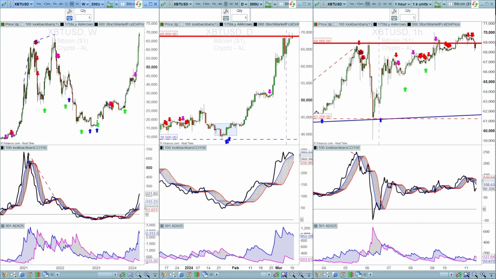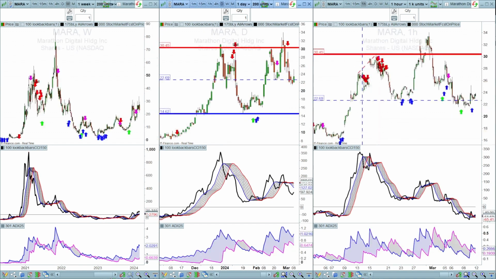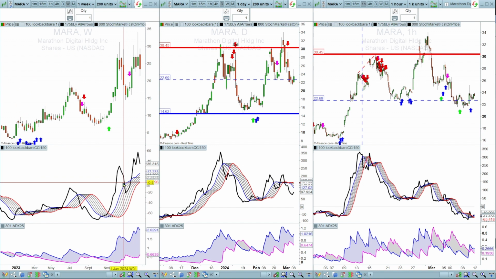Now, the next instrument we'll look at is Marathon Digital, MARA. So again, on the weekly, it's broken up past its moving averages, but notice it's got a big bearish candle during that last week of trading. On the daily, it's actually broken below. So again, to be conservative, I wouldn't be taking any long or short trades at the moment until this sorts itself out.